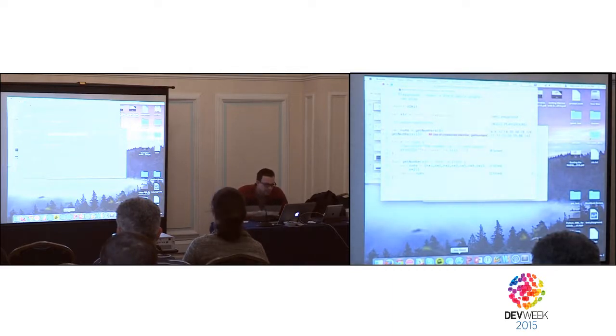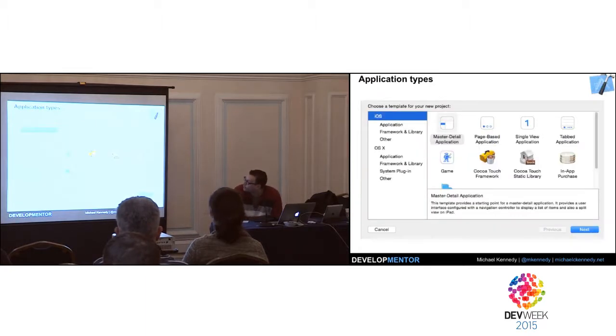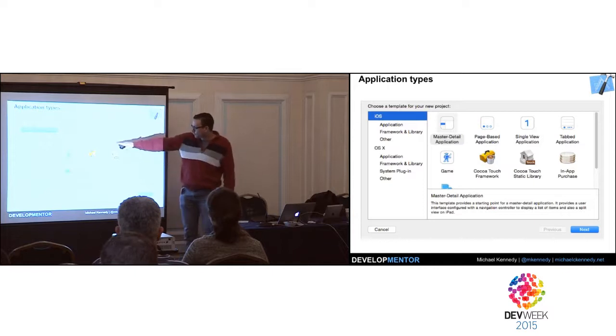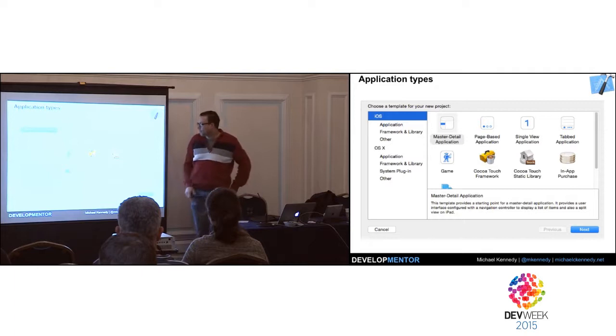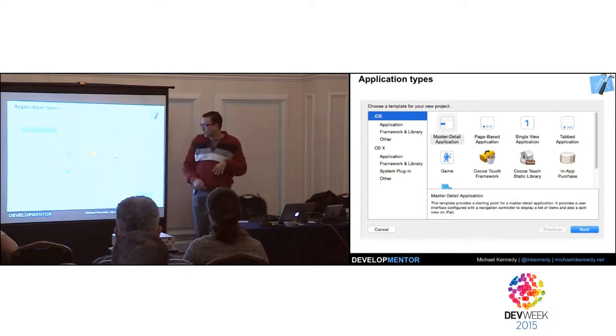Okay, so let's go back to the slides for just a moment. We can choose Playground, or we can choose a new Xcode project. And if we choose a new Xcode project, we can create all these different types of apps, right? You can create top-level applications, which are the first 5: single view app, which is the most simple, master detail, page-based, tab-based, or you can build lower-level things like a Cocoa Touch framework, which is a library you might reuse across other iPhone apps. Or you can even build in-app purchase.